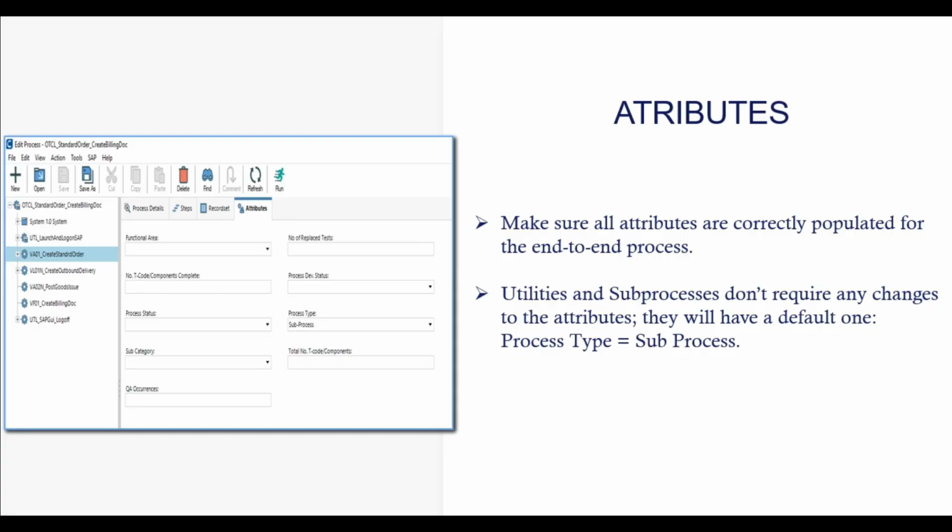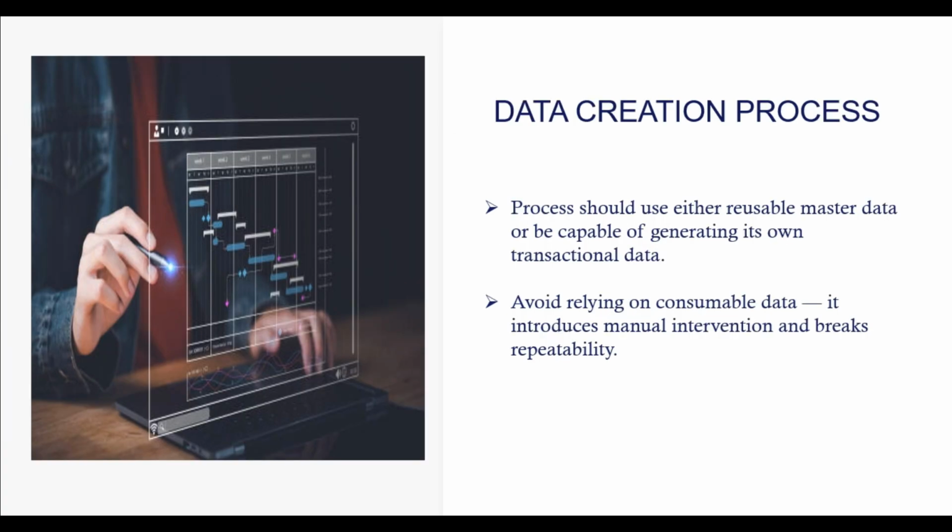The next item is checklist item 2, attributes. Make sure all attributes are correctly populated for the end-to-end process. Utilities and subprocesses don't require any changes to the attributes, or they will have a default one. Process type is subprocess.